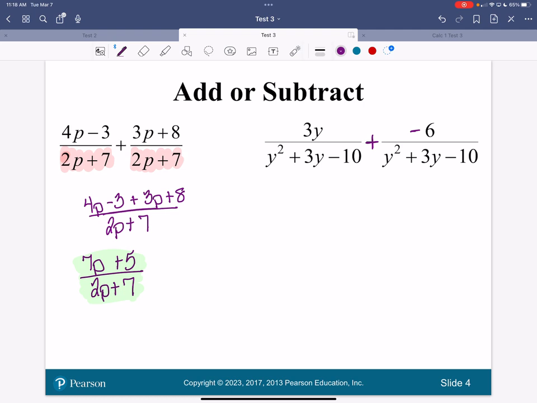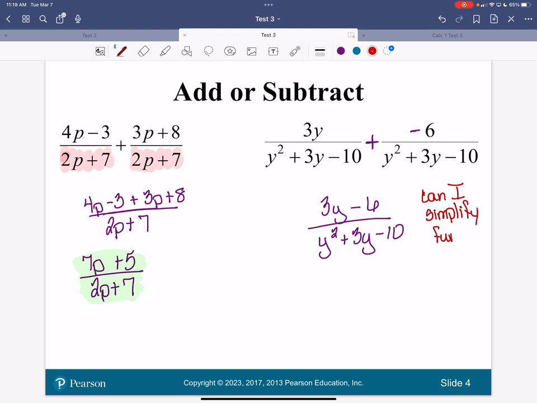I'm going to go ahead and rewrite this. So in my numerator, I'm going to have 3y minus 6. My denominator is going to stay the same. So I'm going to have y squared plus 3y minus 10. We always pause right here and we say, can I simplify further? Okay, is there something I need to do to simplify further?